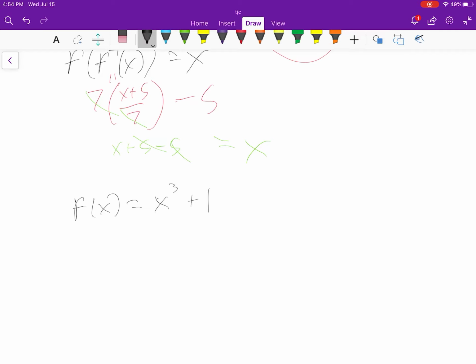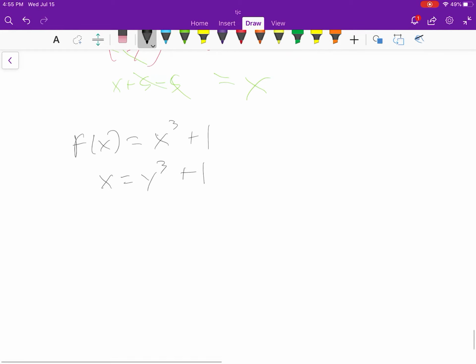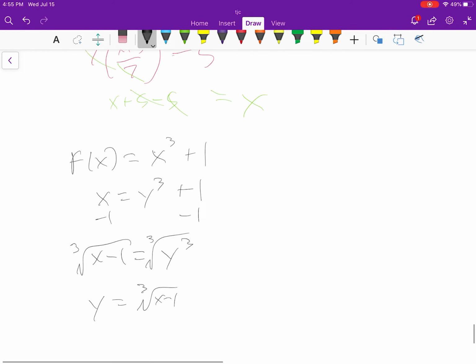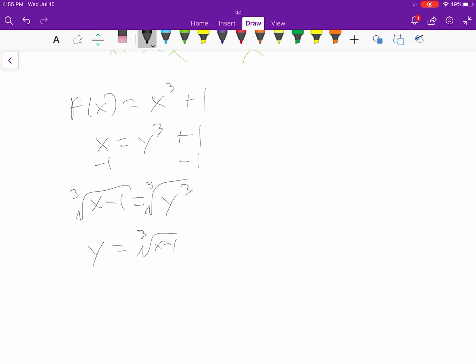Here is a function. It does have an inverse. It's odd with a constant added, which is fine in this case. Let's find it. So we're going to switch them. So it's going to become x equals y cubed plus 1. Now what you do is you subtract 1 from both sides. X minus 1 equals y cubed. Then to get rid of the cube, you take the cube root of both sides. And you get y equals cube root of x minus 1.